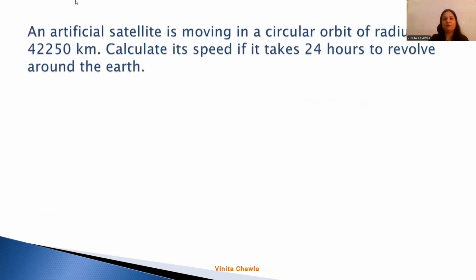Please write this. An artificial satellite is moving in a circular orbit of radius 42250 kilometer. Calculate its speed if it takes 24 hours to revolve around the earth. How will you find the speed?